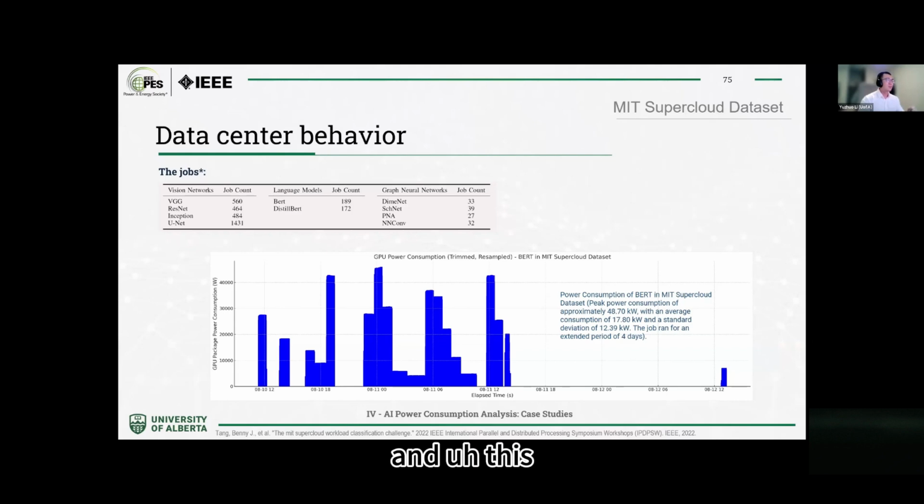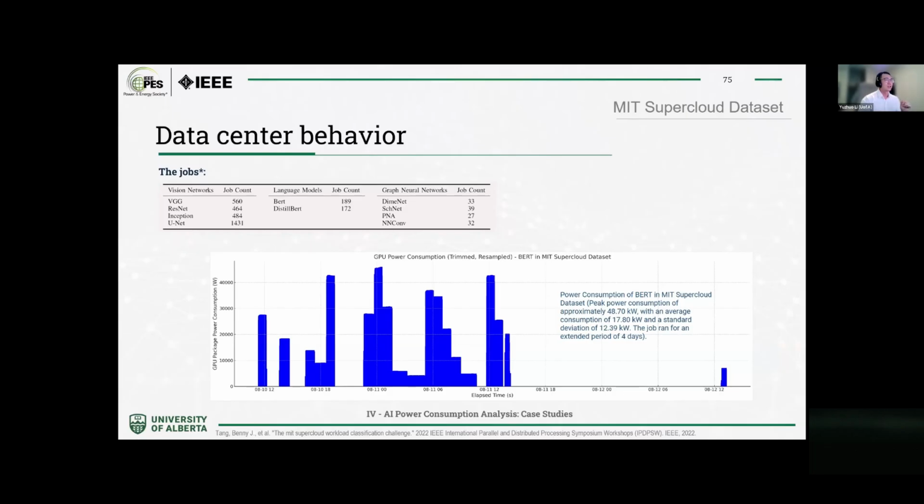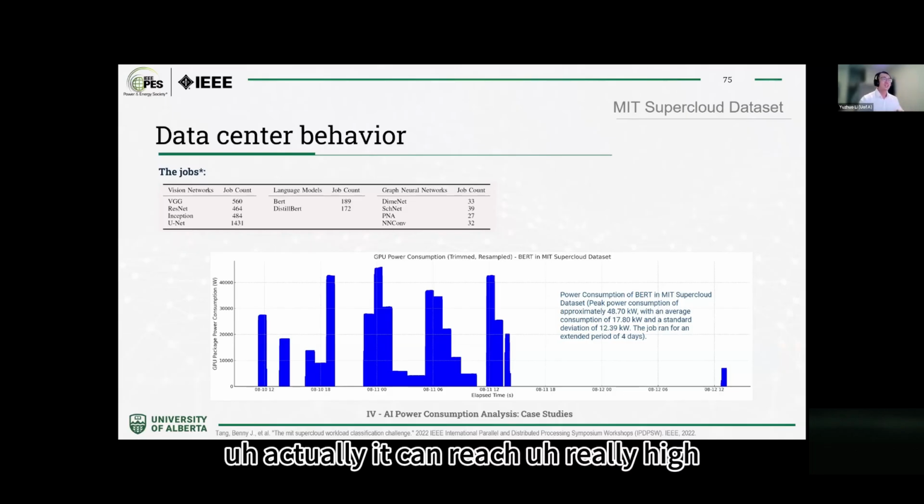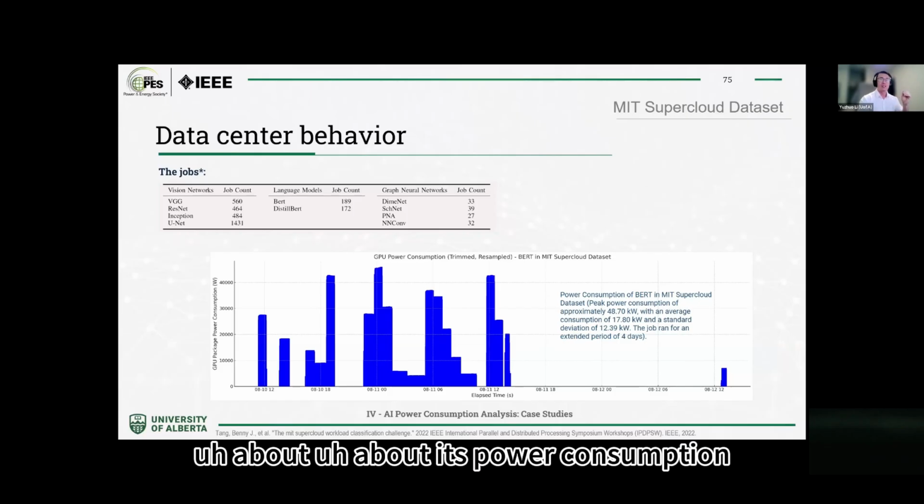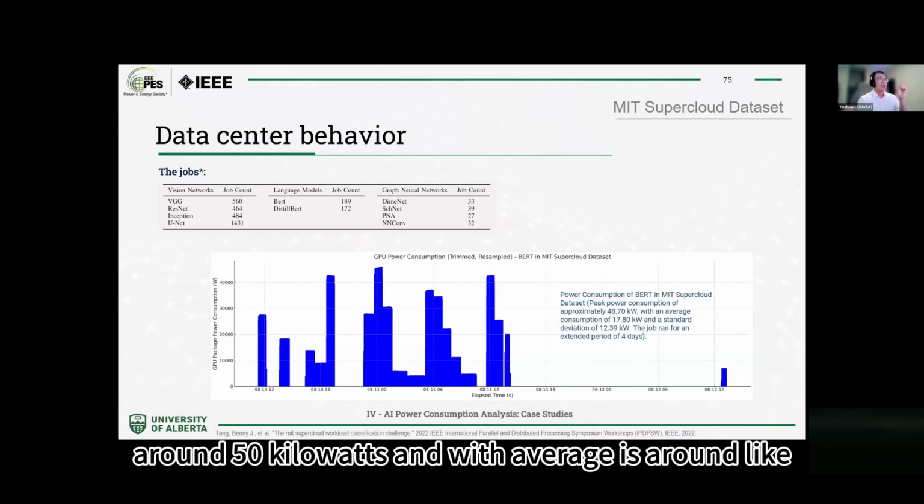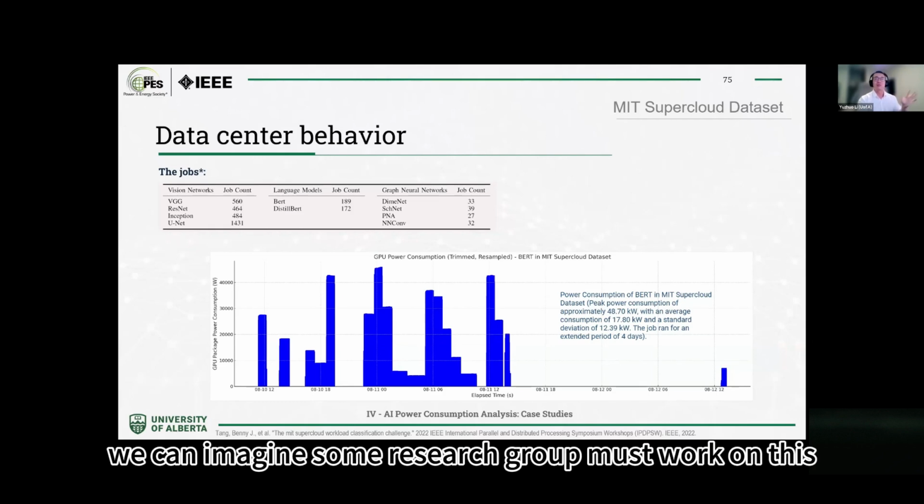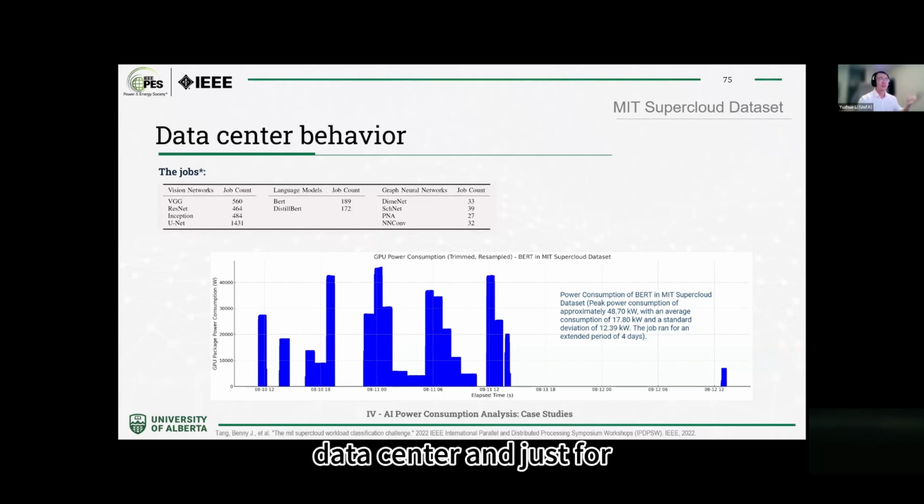And this figure shows the power consumption of BERT. Actually, it can reach really high power consumption. The peak power consumption is around 50 kilowatts, and the average is around 17 or 18 kilowatts. And this run lasts roughly 4 days. We can imagine some research group must have worked on this data center for 4 days.